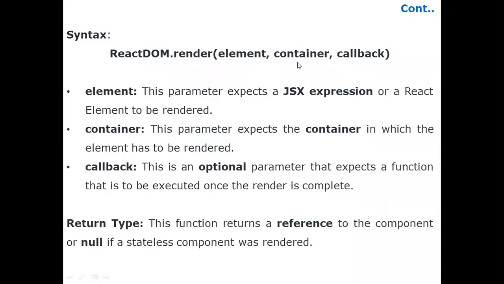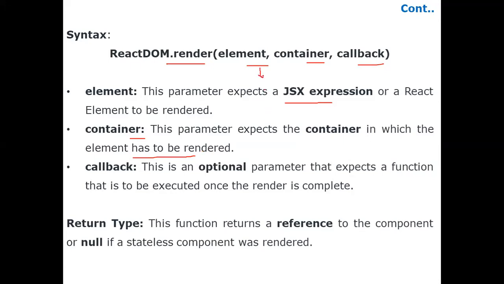Coming to the syntax of ReactDOM.render, I already told you that we are focusing in this session on render. ReactDOM.render has three parameters: element, container, callback. Element is simply an HTML element, or it expects a JSX expression. In the next section, we'll talk about JSX. The second part is container, which is where we want to render. That element may be a simple HTML element, the first parameter.